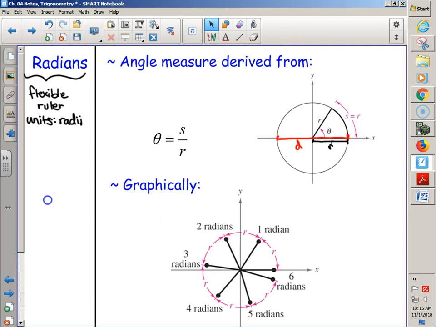No radii. Because a radius is singular. Radiuses, I don't think that's proper. I think radii is the plural of radiuses. I never thought of radian as being derived from what a radius is. What else would it be derived from? I don't know. I feel like math makes up words all the time.